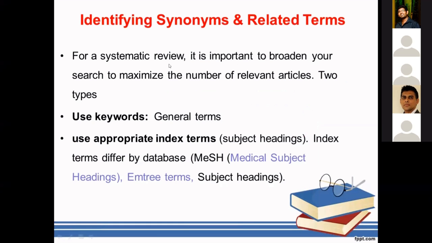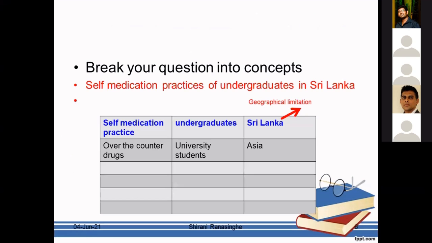And the second step is identifying synonyms and related terms. As Dr. Chamara said, you can use keywords, general terms, as well as appropriate index terms or subject-specific terms, using index terms offered by relevant databases such as medical subject headings, entry terms, and subject headings. You can make a list or use a table for formulation of a search strategy. Likewise, you can identify concepts, then under each concept you can list down the synonyms: for self-medication practice, over-the-counter drugs, and for undergraduates, university students.